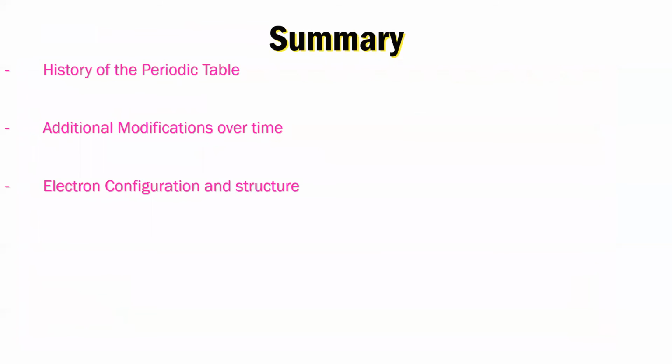Quick summary, we have the history of the periodic table, discovered by Dmitry Mendeleev in 1869, which displayed the chemical elements in order of their atomic mass, later on changed and modified by Henry Moseley, which organized by atomic number, and which led to the periodic law later on. Then additional modifications over time, we have the lanthanides, actinides, and noble gases. And then later on, we have the electron configuration explanation and its structure.